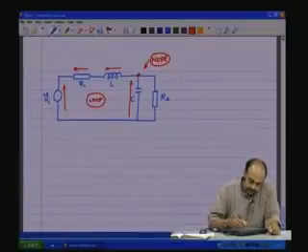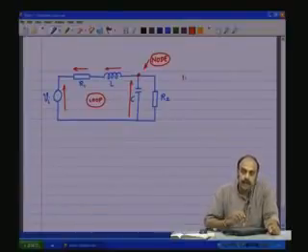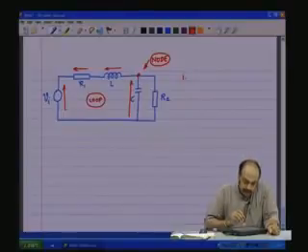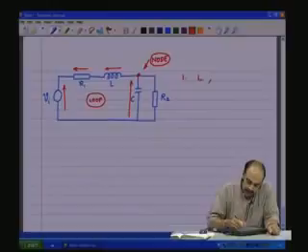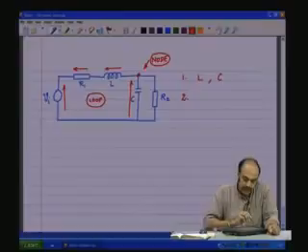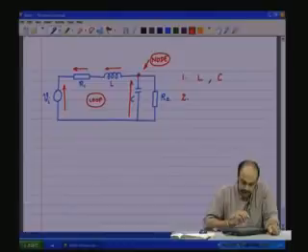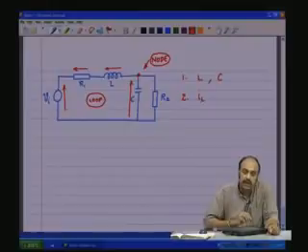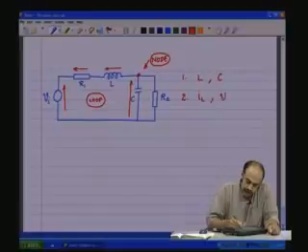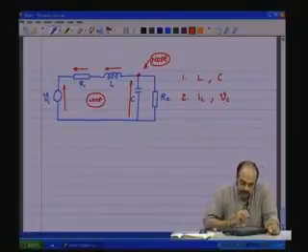Now, step 1, identify the energy storage elements. In this circuit, there are two energy storage elements. There is an L and a C. So, we have L and C. Second step, identify the state variables associated with these energy storage elements. So, for L, we shall call it IL. The current through the inductor is a state variable, and for C, we shall call it Vc. The voltage across C is a state variable.